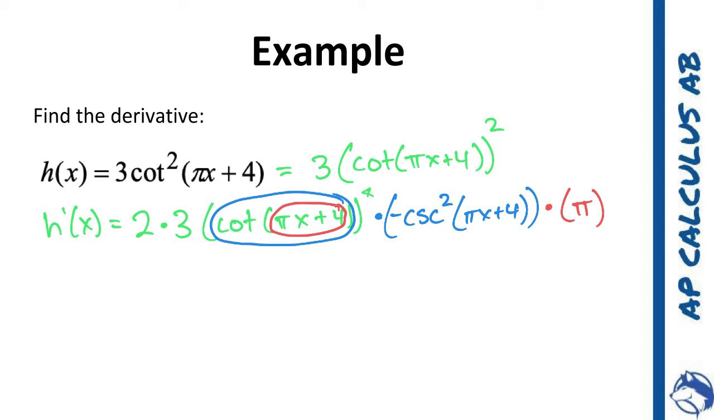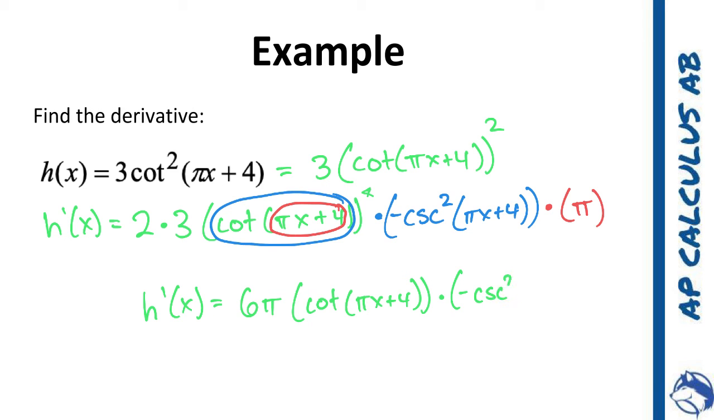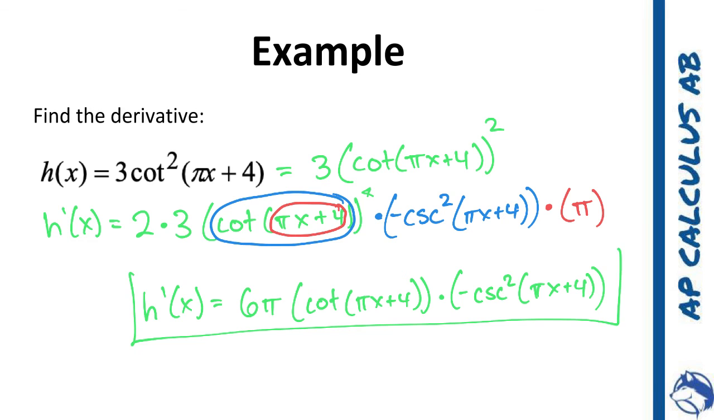So I'm just going to rewrite it one more time just to make it look a little clearer. And so this is h prime of x is equal to 6 pi times the cotangent of my pi x plus 4 times the negative cosecant squared of my pi x plus 4. Okay, so that's how I would leave it. I wouldn't bother making anything more simple if you didn't need to. It's perfectly fine the way it is right now.